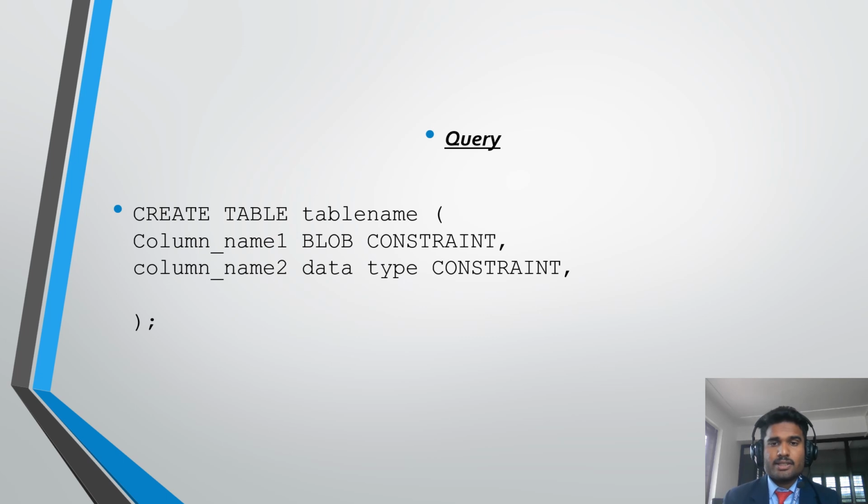Okay, here is a query for that. That is CREATE TABLE, and that's the table name, which means it's the original table name, and the column names. Here is the blob, which is the data type we explicitly give. It's a blob constraint. That's the data type. Okay, this is the query for blob.